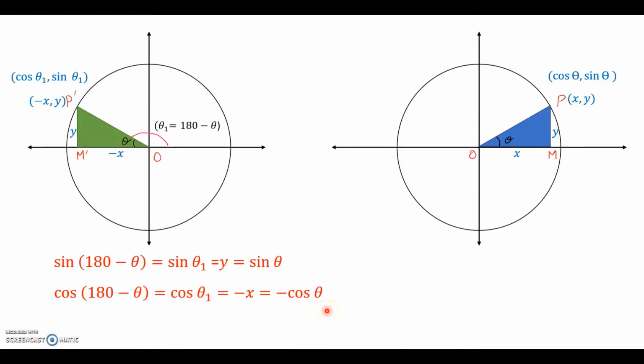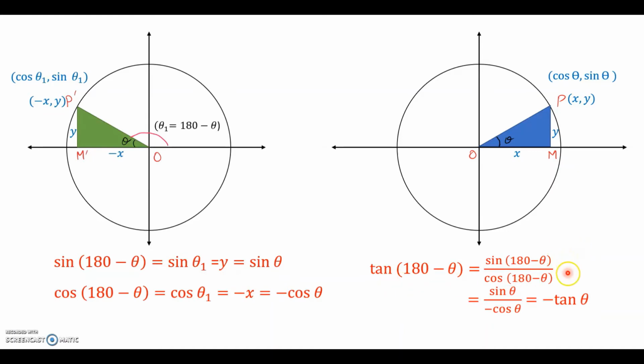Alright, now let's move on to find what will happen to our tan 180 minus theta. So tan 180 minus theta is equal to sine 180 minus theta by cos 180 minus theta. And we know from here that sine 180 minus theta is sine theta. So we substitute the value here. And cos 180 minus theta is minus cos theta. And we apply the value here. So we get our result as minus tan theta.